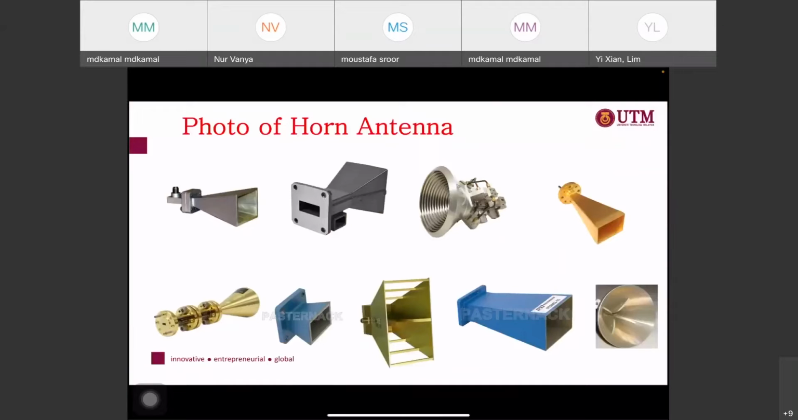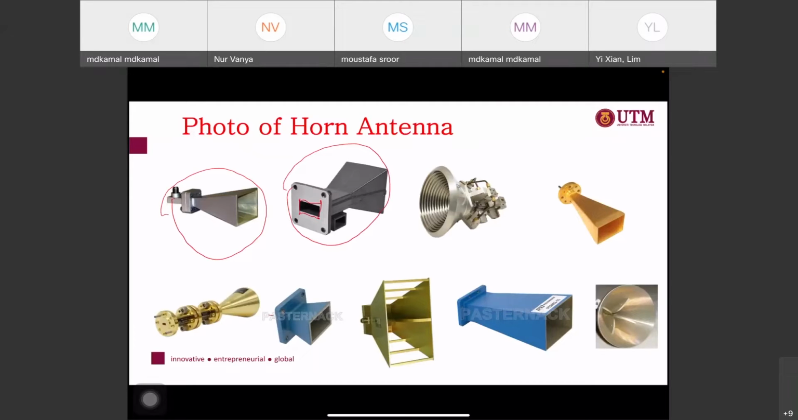Okay, so this is an example of the horn antenna. As you can see, we have different types of horn antenna here. So this is a horn antenna. This is one of the different types. I think the very simple horn antenna is based on the waveguide. Now you see, this is your waveguide. Is there anybody who knows how to determine the cutoff frequency of the waveguide?